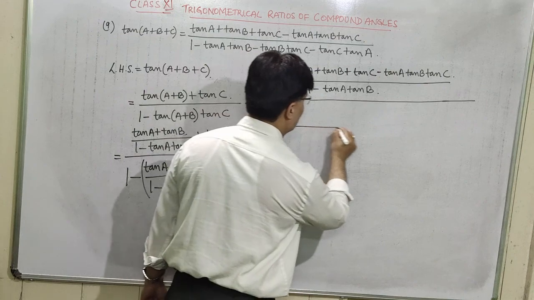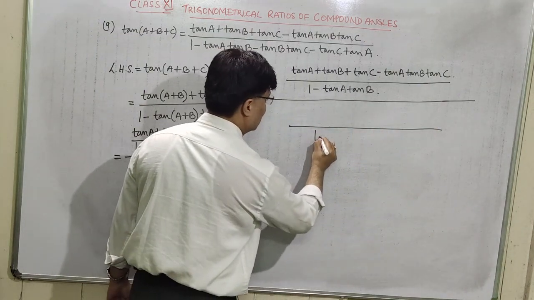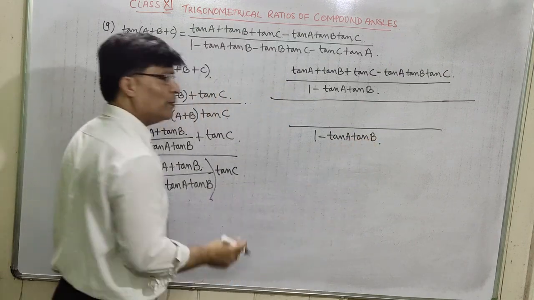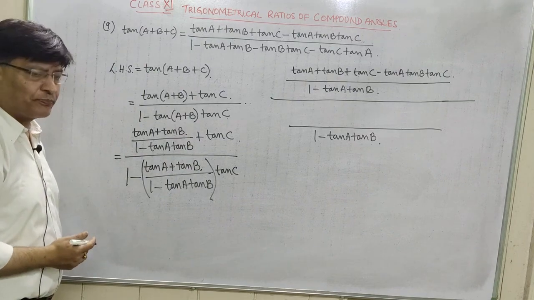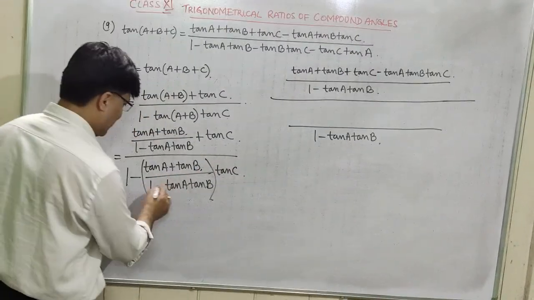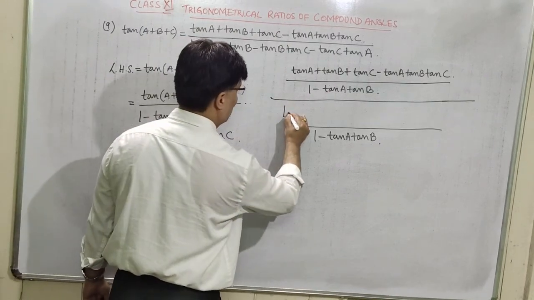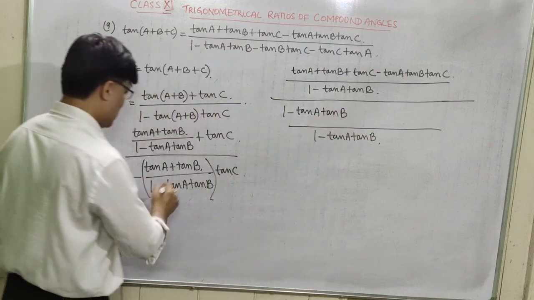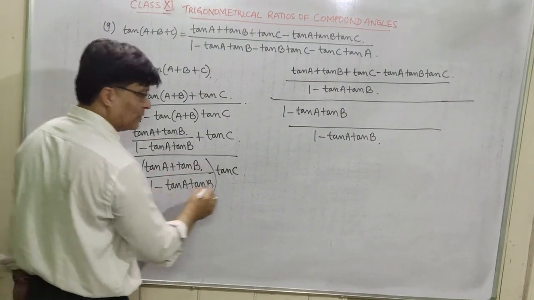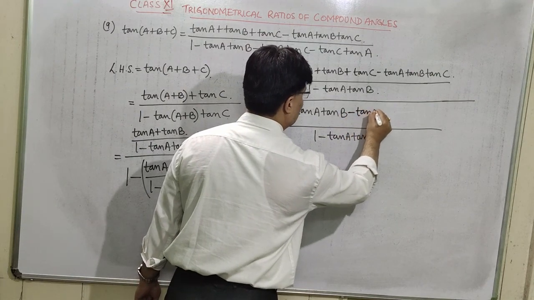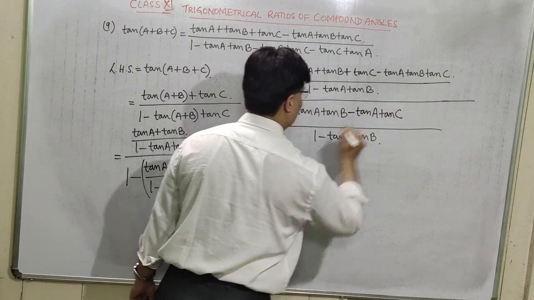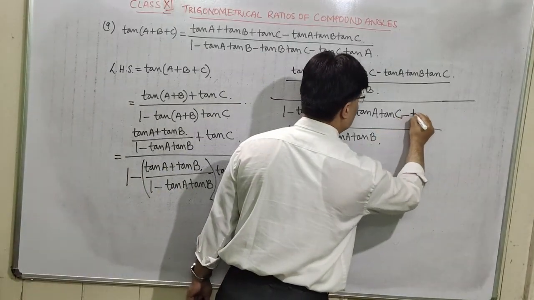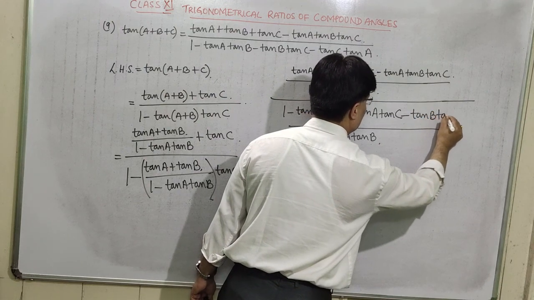Similarly, in the denominator, what's the LCM? What's the LCM in the denominator? 1 minus tan A tan B. So what will be there up in the denominator? So here 1 minus tan A tan B into 1, that is your 1 minus tan A tan B. Is that clear? So we can multiply by minus tan A into tan C. This is your minus tan A tan C, right? Then minus into plus is minus tan B tan C.